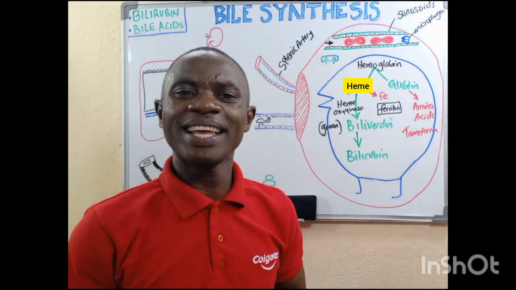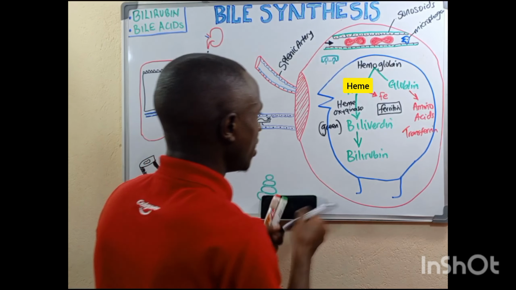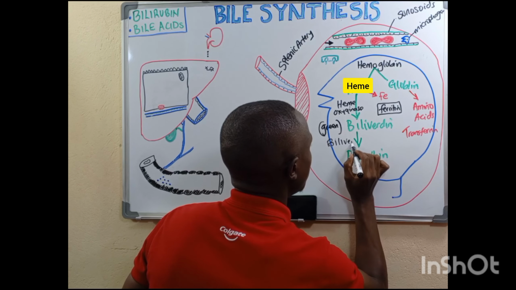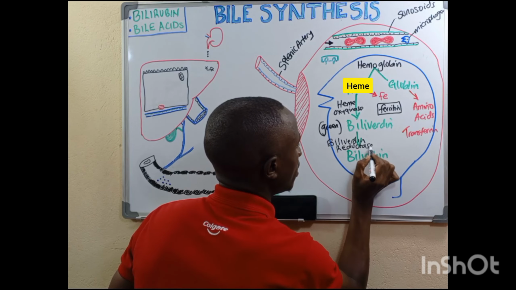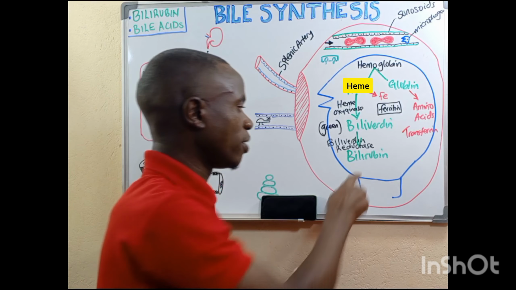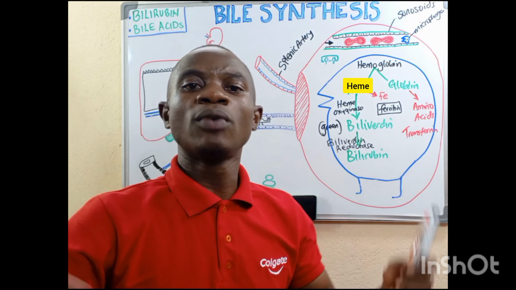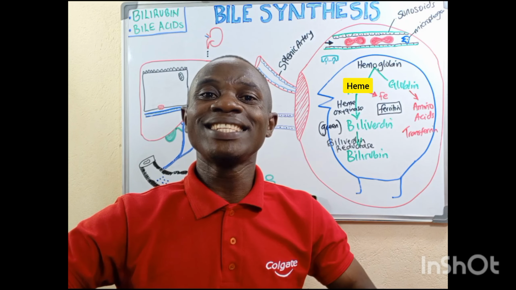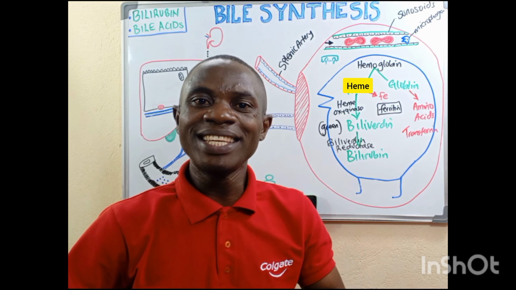This process of converting biliverdin into bilirubin is aided by an enzyme called biliverdin reductase. So now this bilirubin which has been formed is lipid soluble, but it is insoluble in water, meaning that it is hydrophobic. It is unconjugated, it is indirect.